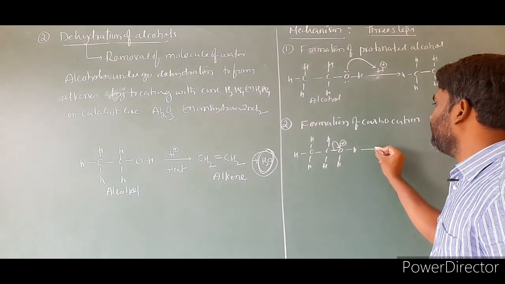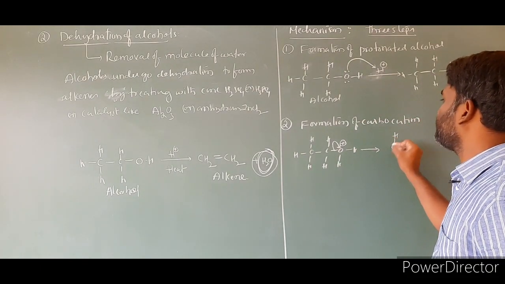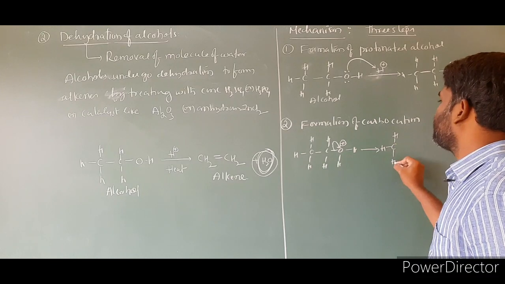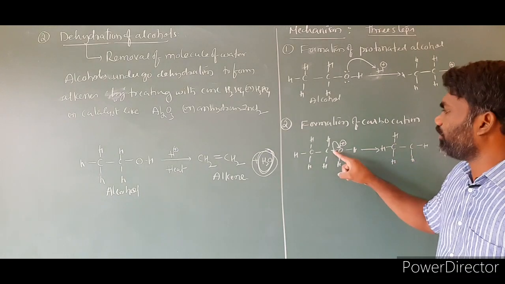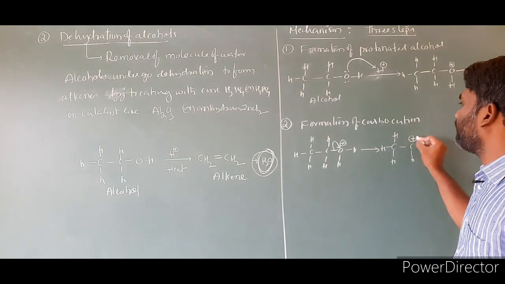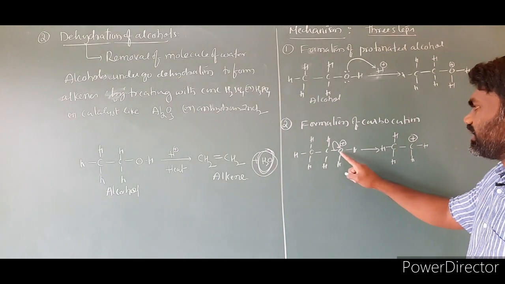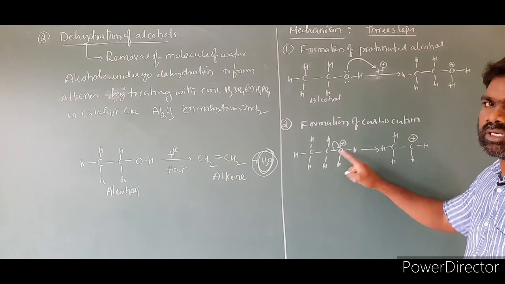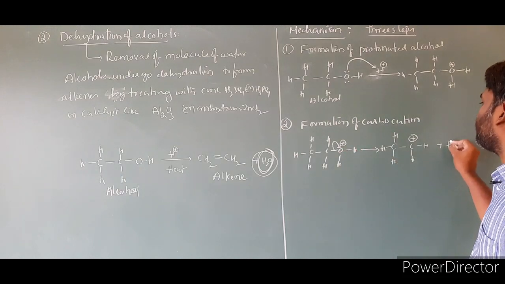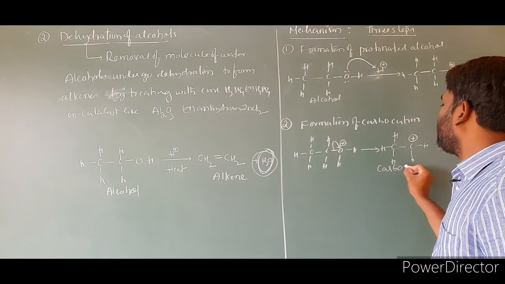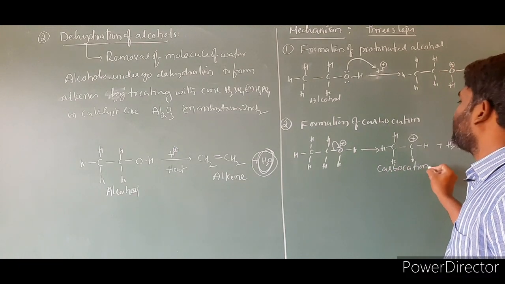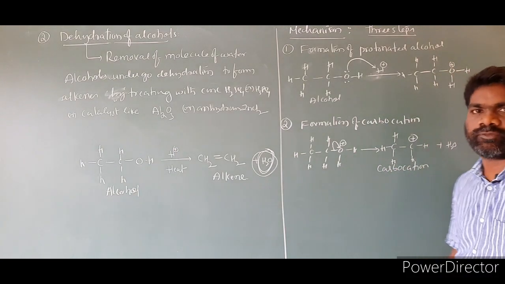As a result, the product is CH3, CH2, this is H. This bond is going, this carbon will get positive charge. And we are getting water. This OH is water, going outside, will be taken as H2O. This is a formation of what? Carbocation. The second step is a formation of carbocation.